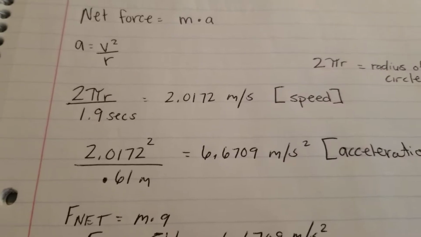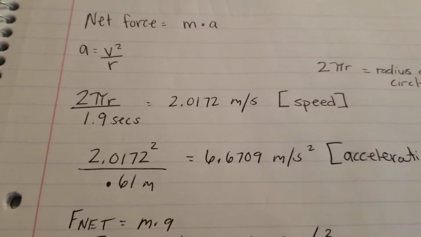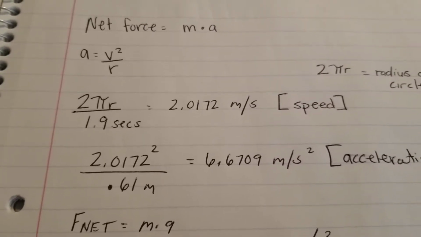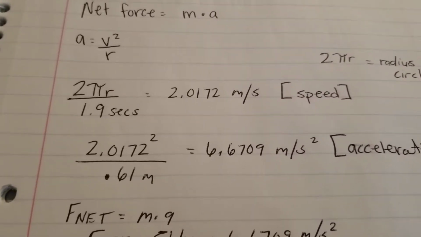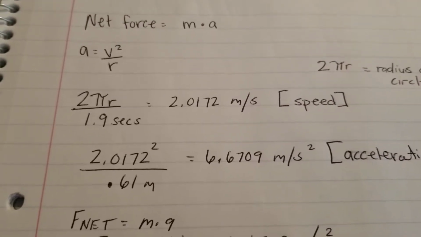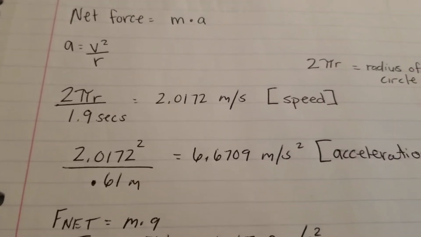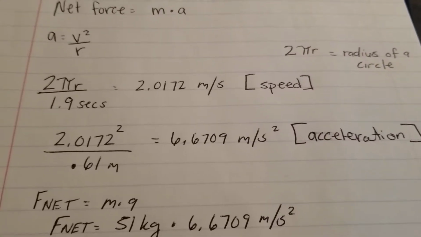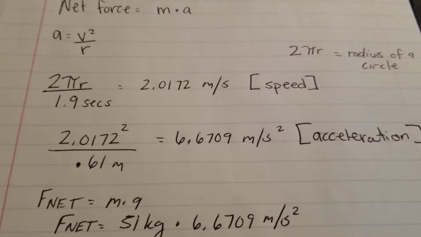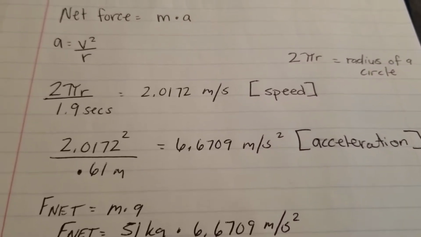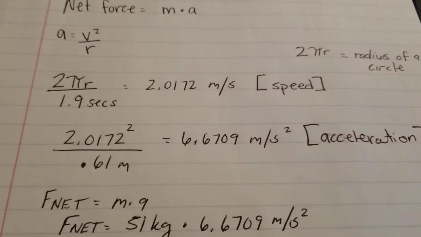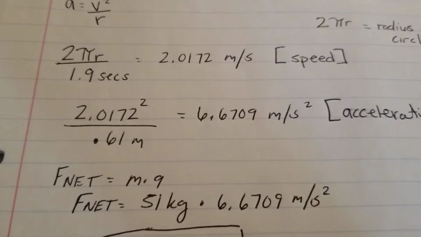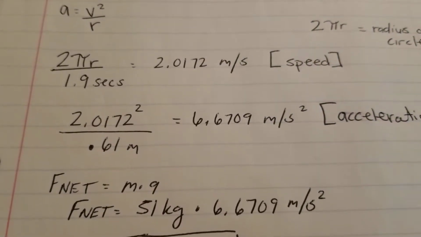So we take our 2 pi r and divide it by the time it took to rotate in a circle, 1.9 seconds. When we do this, we get a speed of 2.0172 meters per second. From our speed, we're then going to go down and figure out our acceleration. From our equation, we know that acceleration is velocity squared divided by our radius. As you can see, I put my radius in meters instead of centimeters just to make our equation a little bit easier.